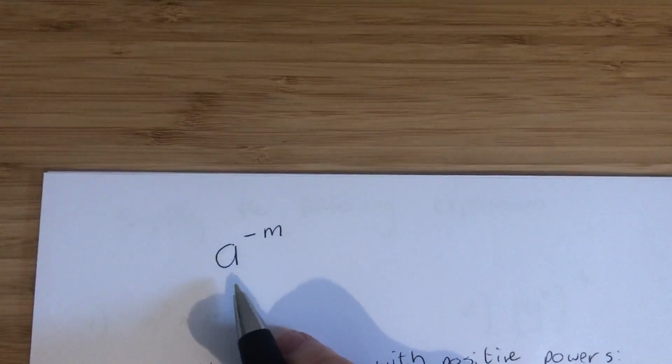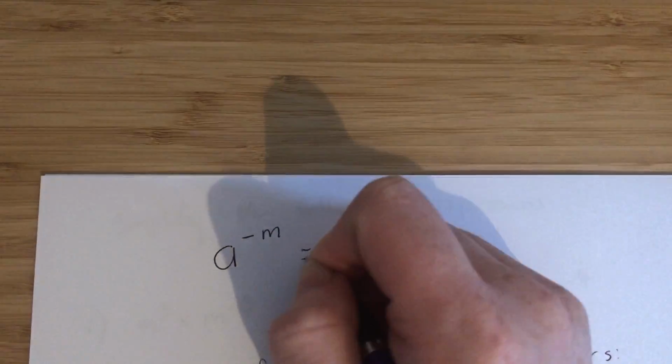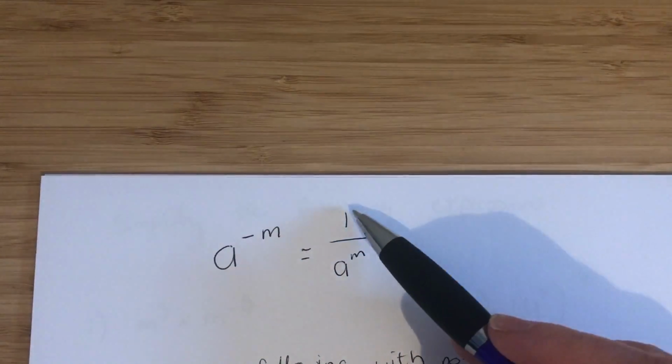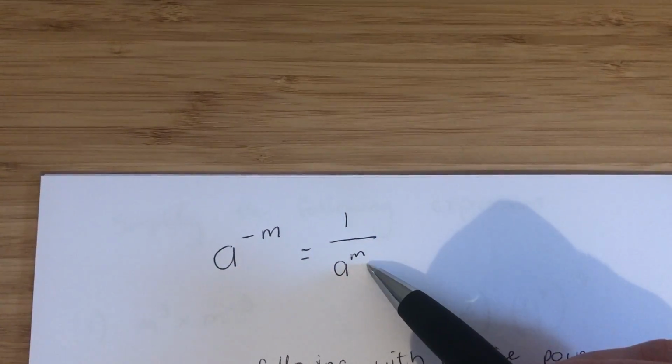Right, for this video we're going to look at when we have a negative power. So if we have a to the power of negative m, a way to rewrite that with a positive power is by writing a to the power of m but moving it to the denominator. So 1 over a to the power of m.